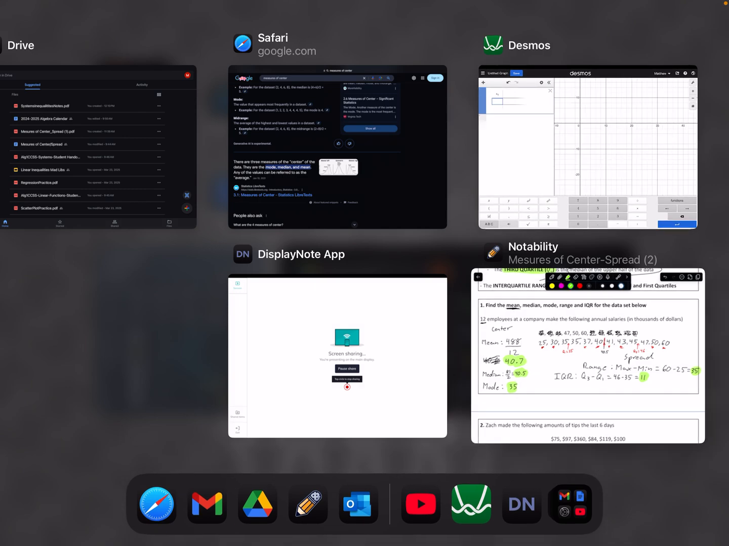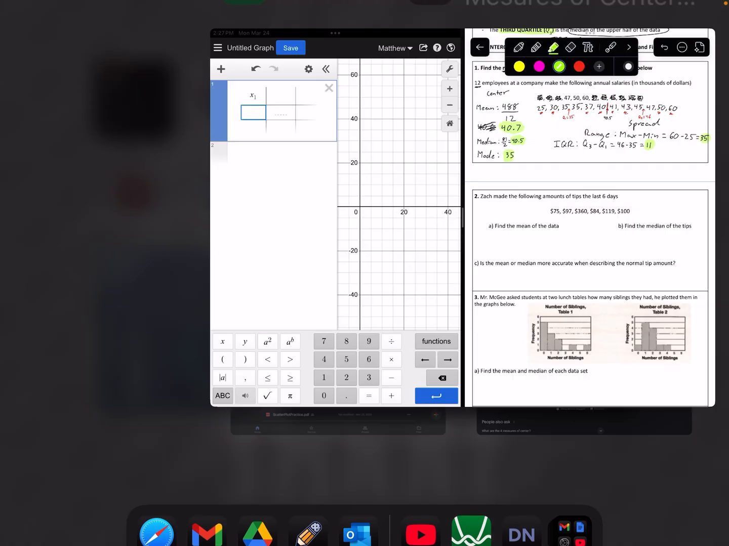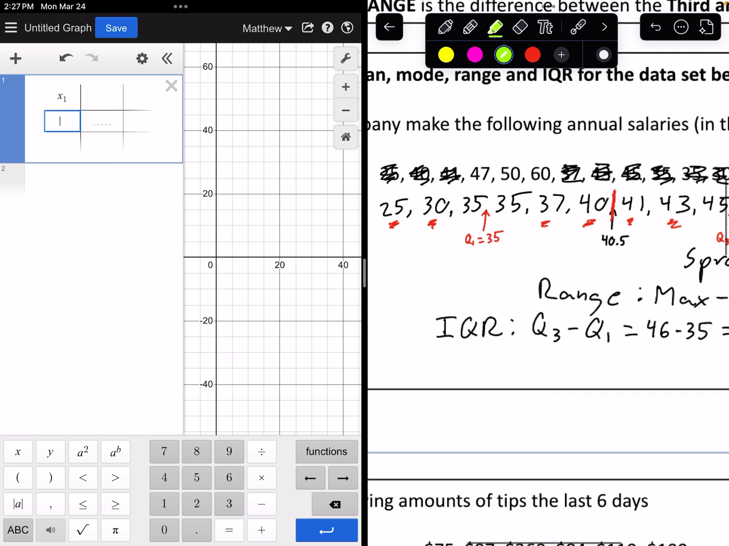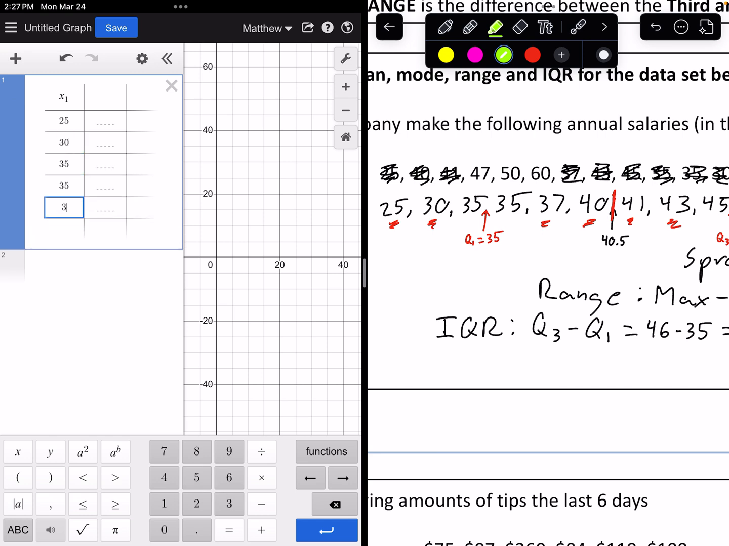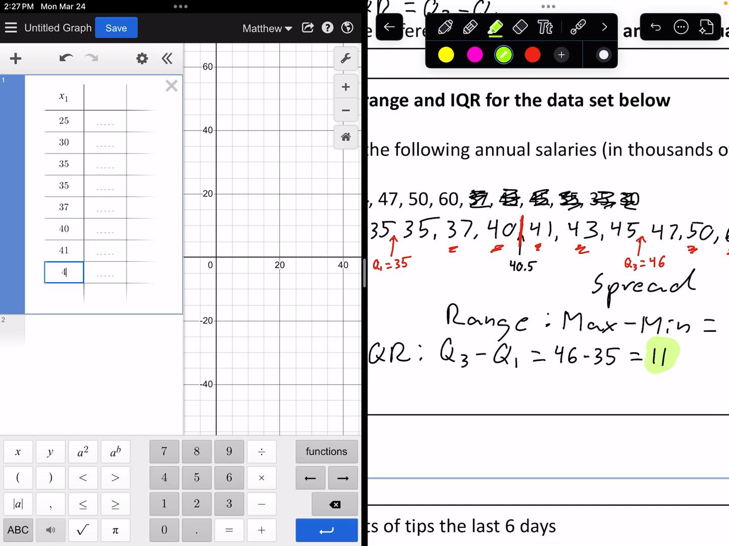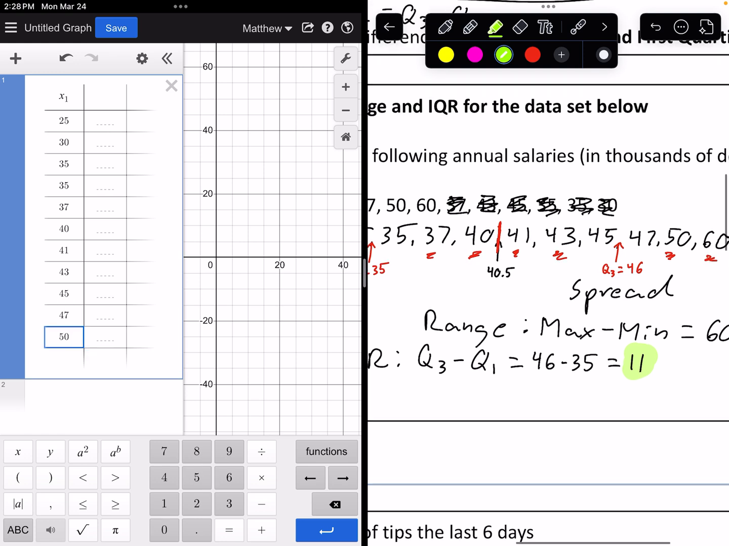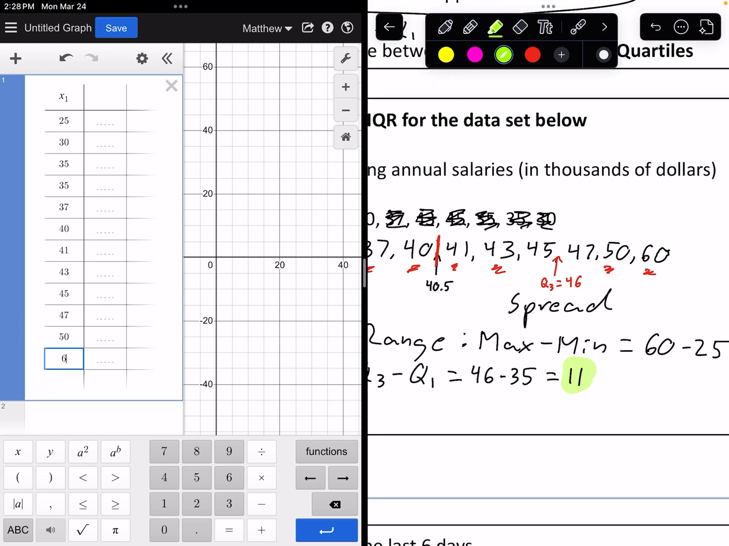And I'm going to pull back up our points. What we are going to do is enter the points we have into only one column, only X1. 25, 35, 35, 37, 40, 41, 43, 45, 47, 50, and 60. And this is actually pretty easy.